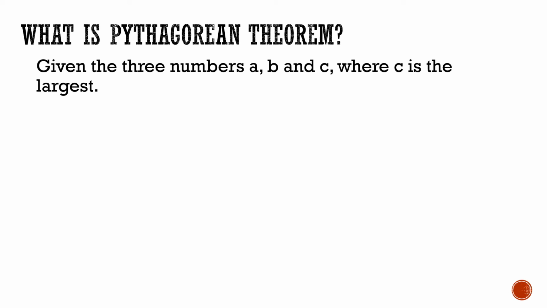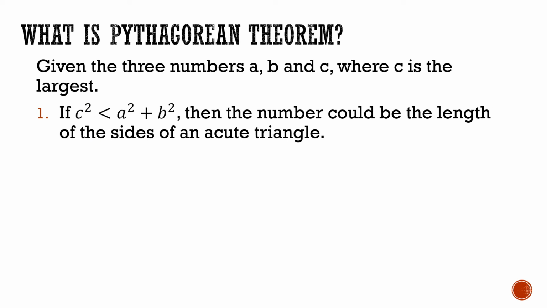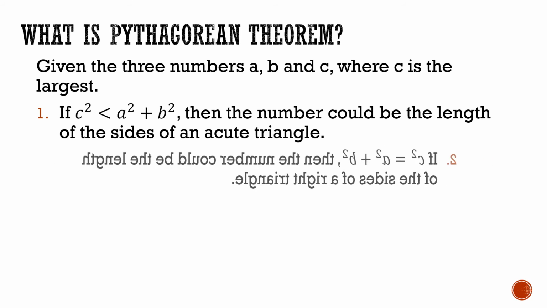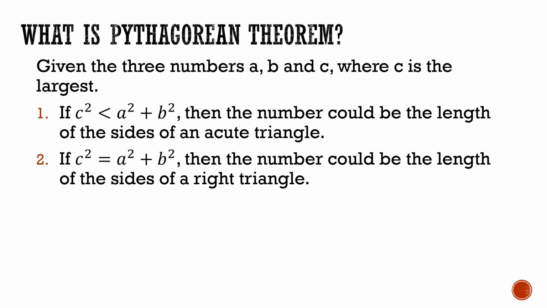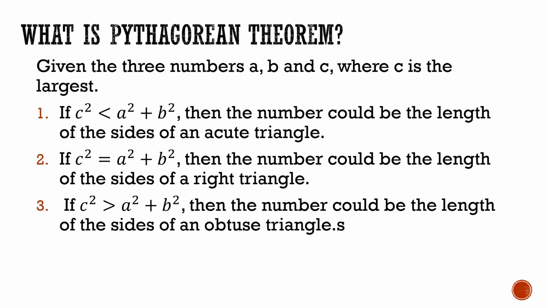Given the three numbers A, B, and C, where C is the largest, if C squared is less than A squared plus B squared, then the numbers could be the lengths of the sides of an acute triangle. If C squared equals A squared plus B squared, then they could be the sides of a right triangle. If C squared is greater than A squared plus B squared, then they could be the sides of an obtuse triangle.